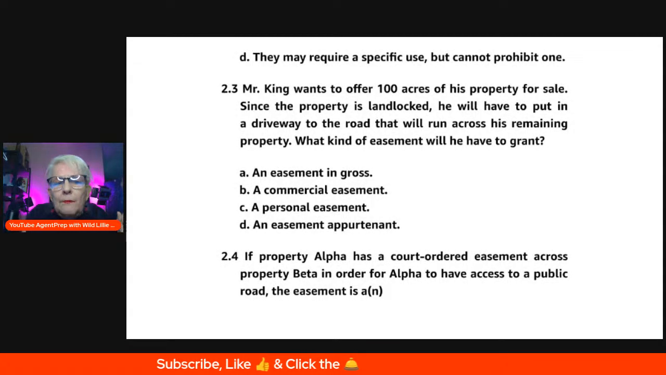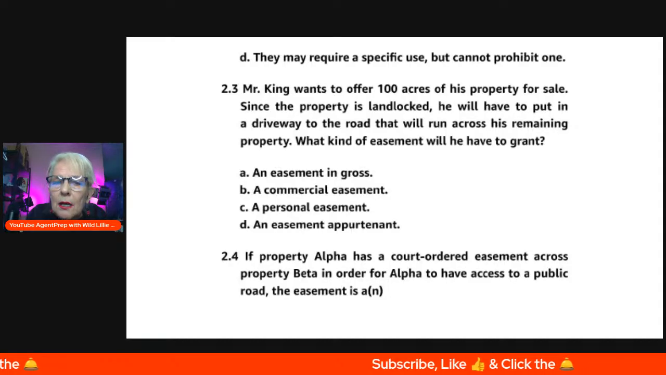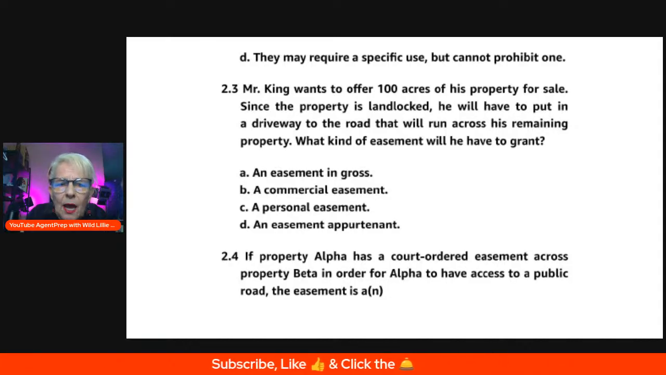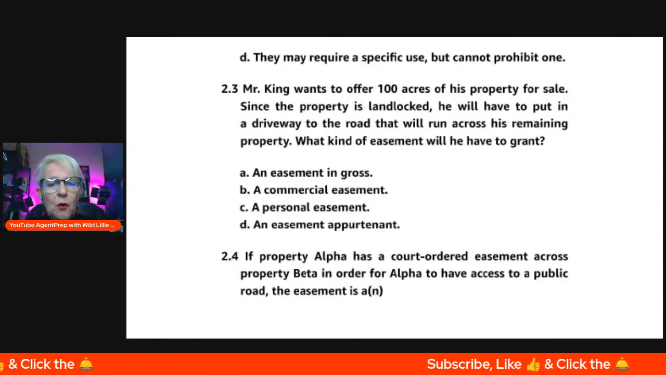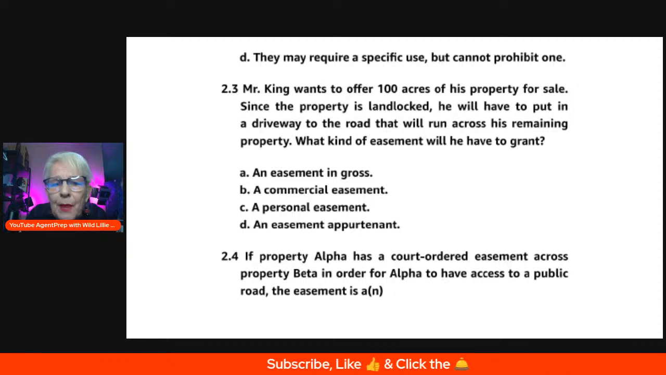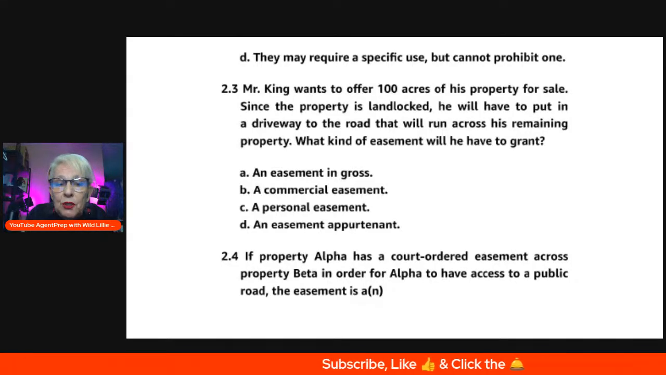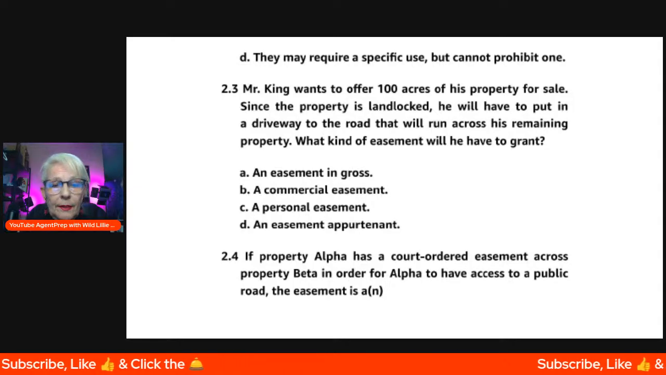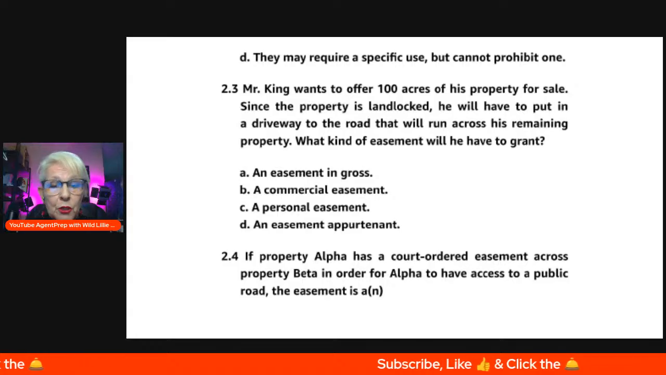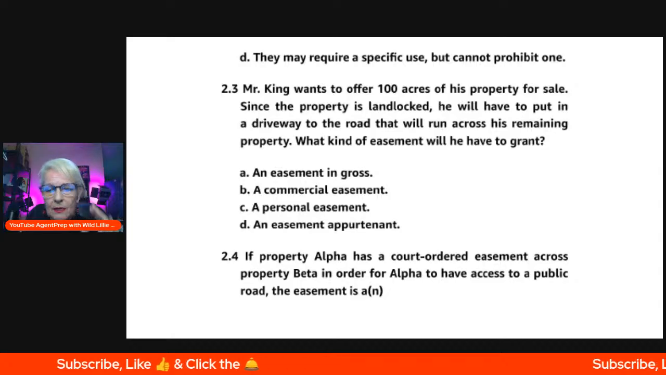Okay, number 3. Mr. King wants to offer 100 acres of his property for sale. How many acres? 100 acres. Since the property is landlocked, what is landlocked? He will have to put in a driveway to the road that will run across his remaining property. What kind of easement will he have to grant? A, easement in gross. B, a commercial easement. C, a personal easement, or D, an easement appurtenant. So, easement in gross, vocabulary, commercial easement, vocabulary, personal easement, vocabulary, easement appurtenant. These are all vocabulary.